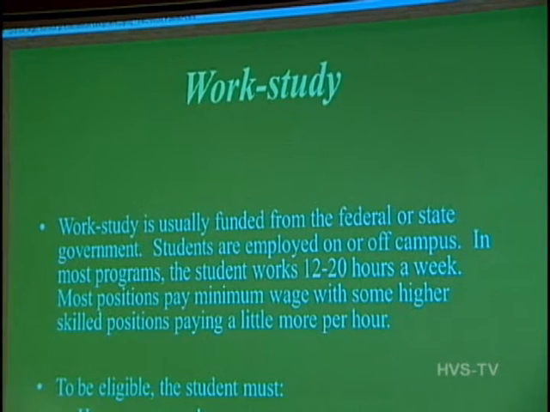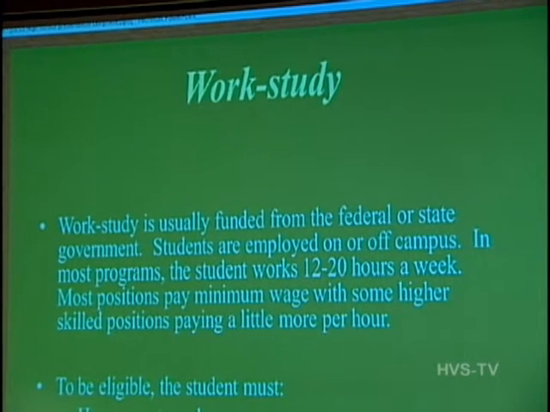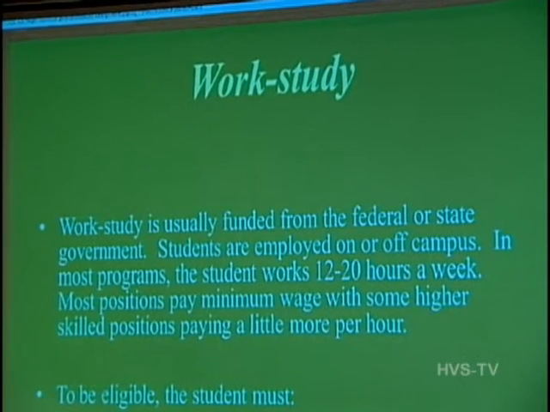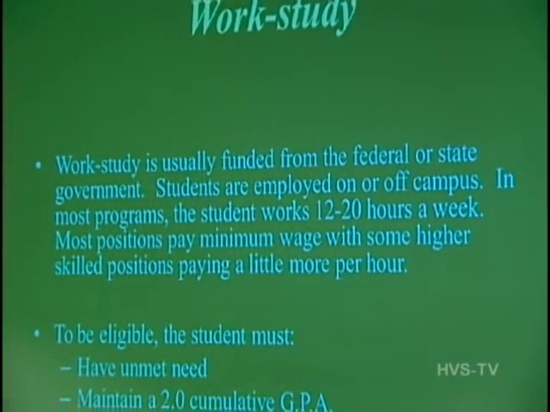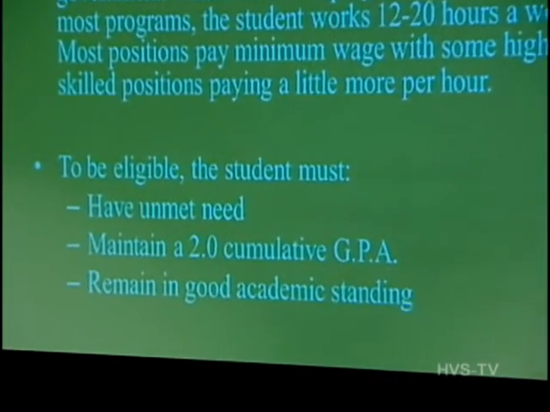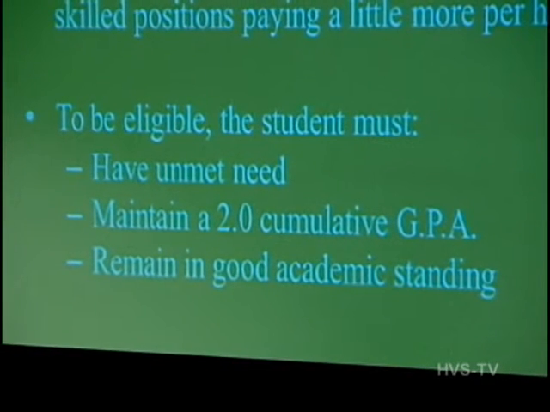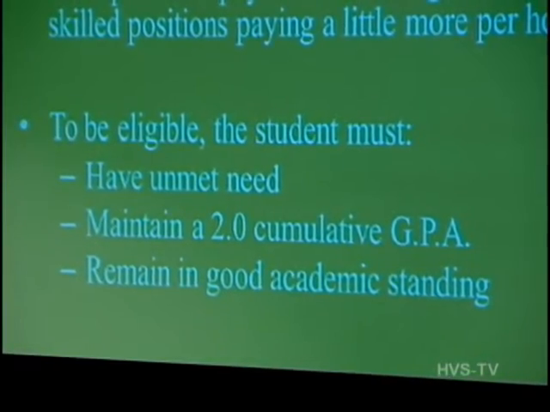To be eligible, the student must have unmet need. Remember, unmet need is the difference between the cost of attendance at the school that they're attending and their EFC and any aid that they're receiving. They also have to have a 2.0 cumulative grade point average, and they have to remain in good academic standing, meaning that they have to be meeting those rules that we talked about when we first started to keep their financial aid eligibility.